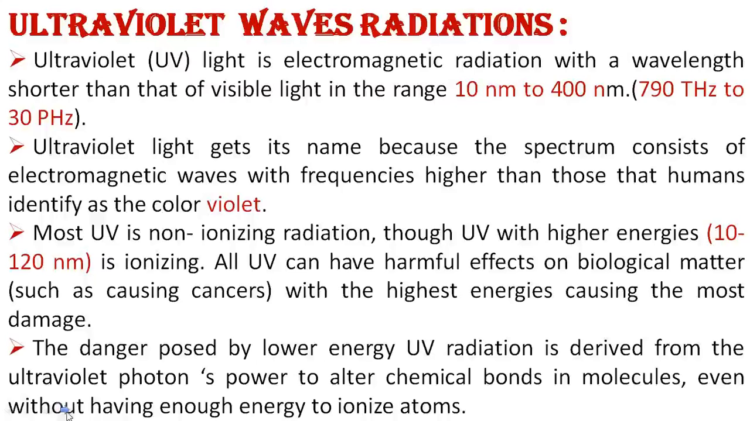Ultraviolet light gets its name because the spectrum consists of electromagnetic waves with frequency higher than those that humans identify as the color violet. Most UV is non-ionizing radiation, though UV with higher energy, 10 to 120 nanometers, is ionizing. All UV can have harmful effects on biological matter, such as causing cancers, with the highest energy causing the most damage. The danger posed by lower energy UV radiation is derived from the ultraviolet photons' power to alter chemical bonds in polymers, even without having enough energy to ionize.